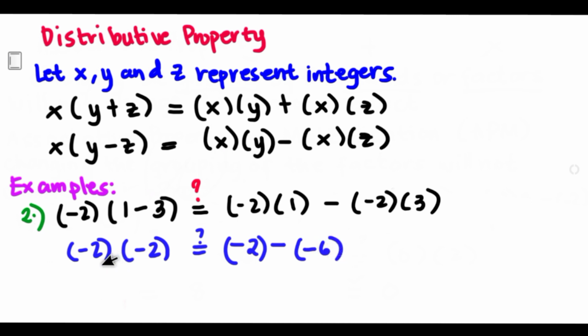So, back to the left side. Negative 2 times negative 2 is 4. Is it equal to negative 2 minus negative 6? So, this will become positive and it becomes addition. So, positive 4. So, are they equal? Yes. 4 is equal to 4. So, again, whatever you do first, whether you subtract before multiplying, it is the same as multiplying and then subtracting.